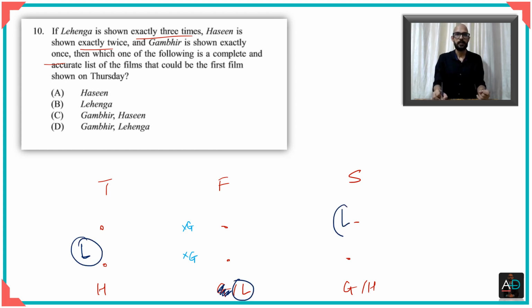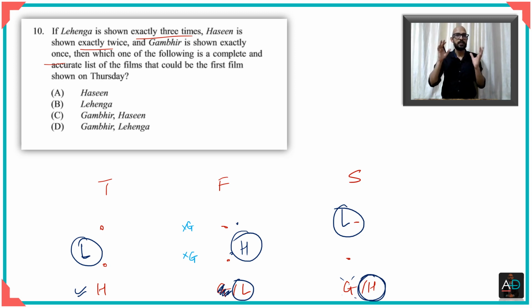Okay. Next, it says that Haseen is shown exactly twice, which means that Haseen is shown once here. Now Haseen may be shown either on Friday or on Saturday. So Haseen may be here, either the first position or the second position, I don't know, so I'll just place it here. Or Haseen may be here. If Haseen is here, then you should remember that Gambhir will not be possible.